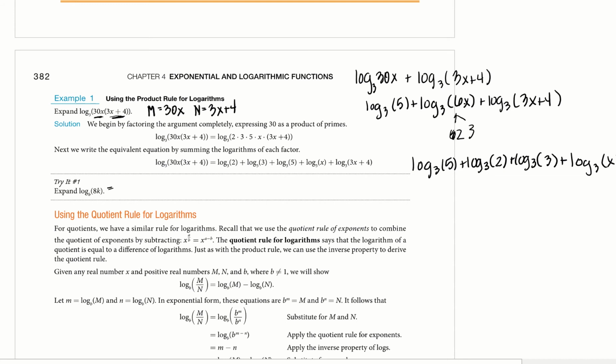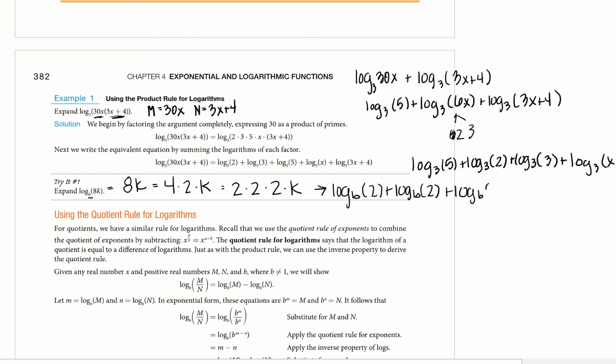So let's try to expand 8k. What does 8k look like completely factored? Well, it's 4 times 2 times k, which is 2 times 2 for 4, times 2, times k. So, since it's log base b, it will be log base b of 2, plus log base b of 2, plus log base b of 2, plus log base b of k. And this is what it would look like completely expanded.